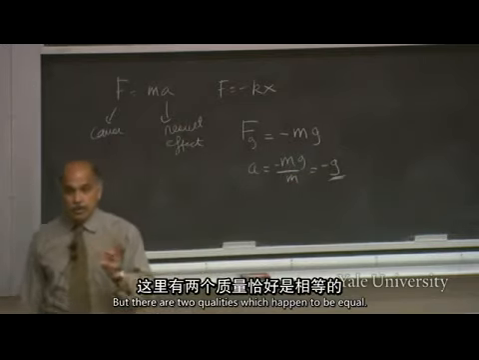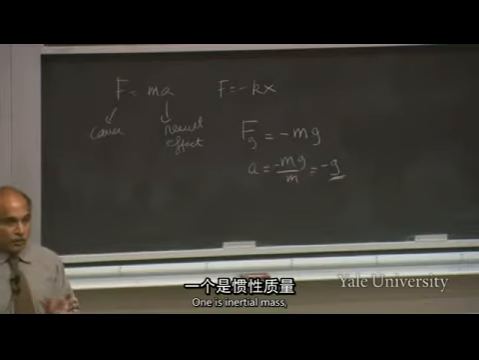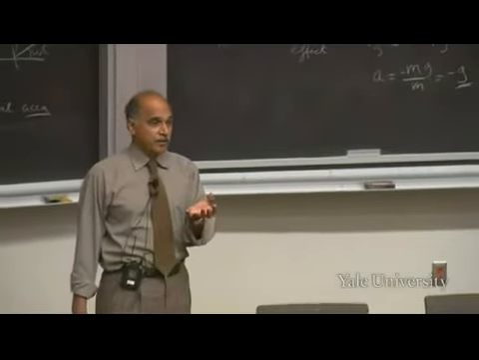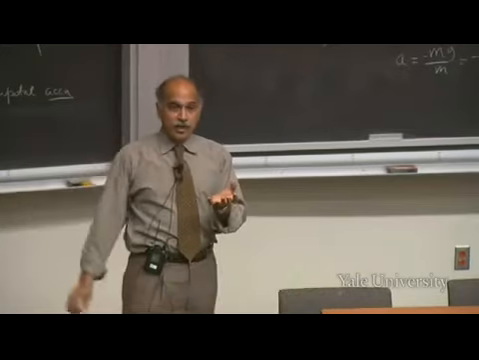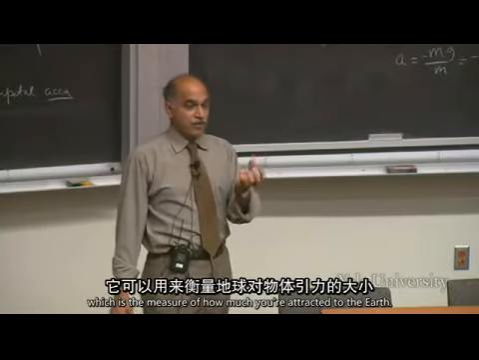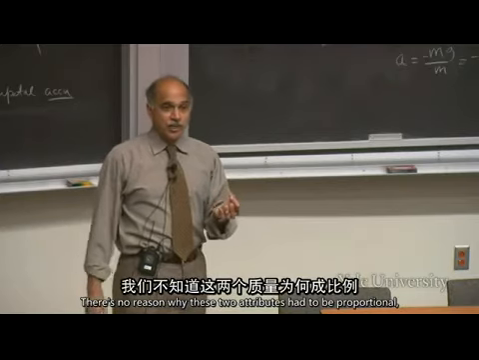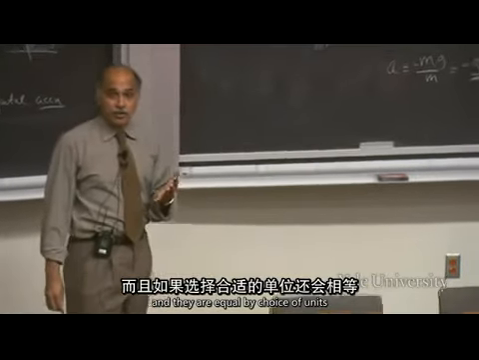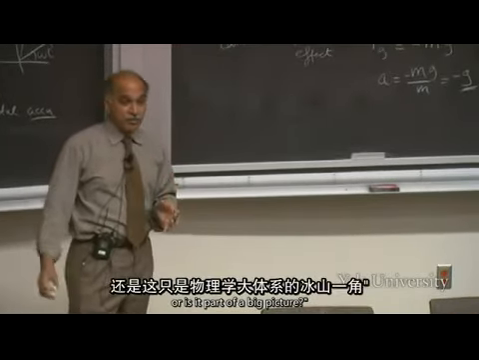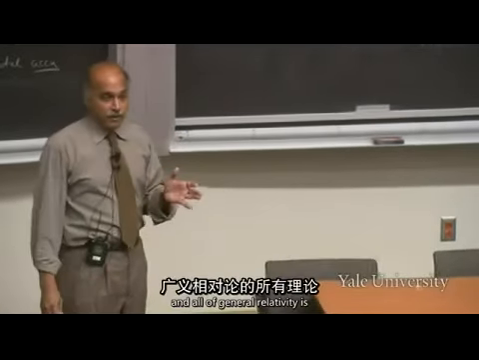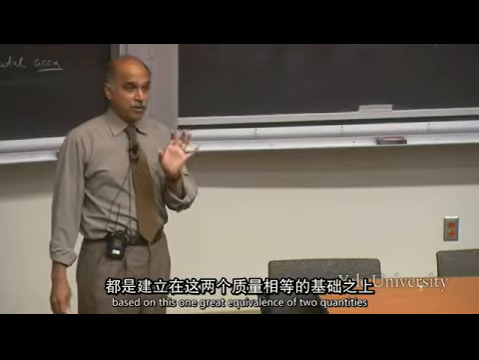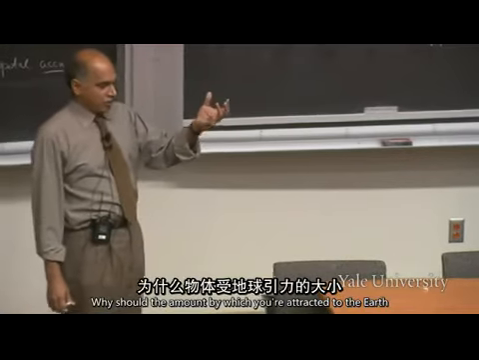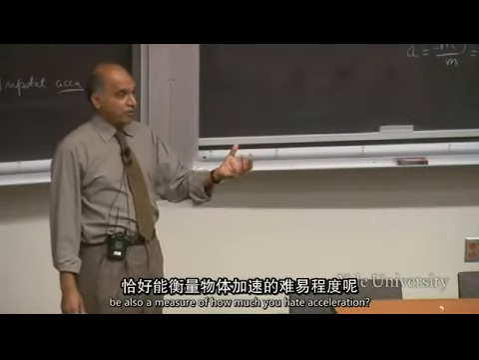But there are two qualities which happen to be equal. One is inertial mass, which is how much you hate your velocity to change, how hard you resist acceleration. That exists far from planets, far from everything. The other is gravitational mass, which is the measure of how much you're attracted to the earth. There's no reason why these two attributes had to be proportional. But they're proportional and they're equal by choice of units. And you can ask, is it just an accident or is it part of a big picture? It turns out it's part of a big picture. And all of general relativity is based on this one great equivalence of two quantities which have very different attributes. Why should the amount by which you're attracted to the Earth also be a measure of how much you hate acceleration?